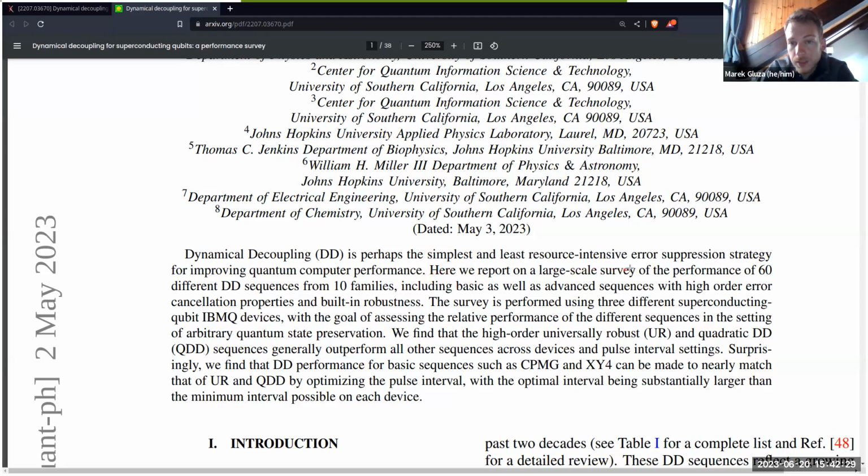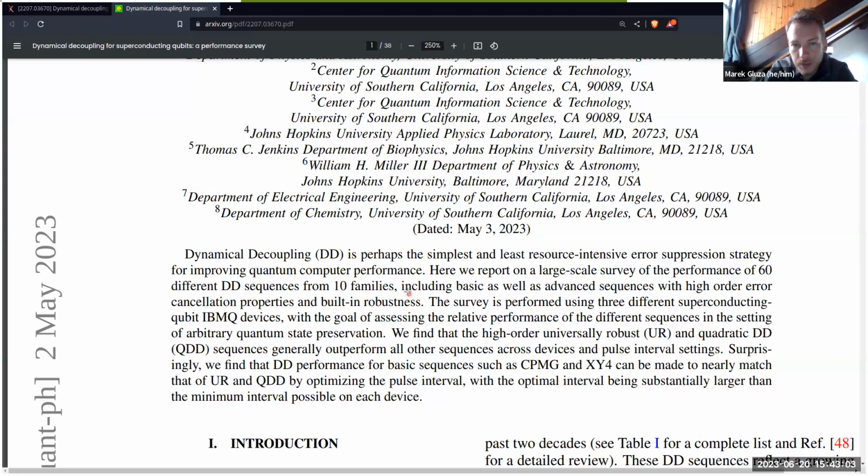So we report a large-scale survey, and when people say large-scale survey, it means that the paper was probably very painful to write, because you have to check many things, and usually the more things you are checking, the more papers you're putting into a single paper. So a good large-scale survey is sometimes worth the work of a few papers, actually. Performance of 60 different DD sequences, DD dynamical decoupling, from 7 families of how to construct this dynamical decoupling.